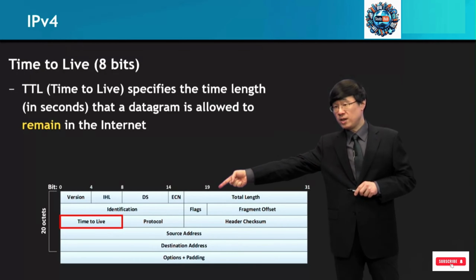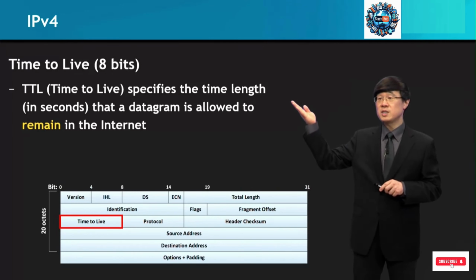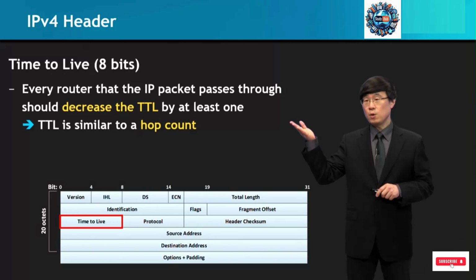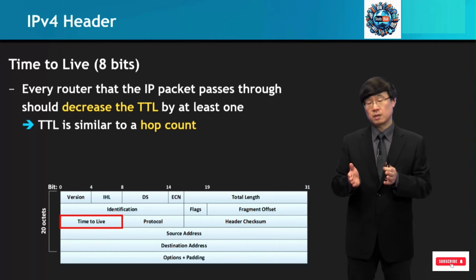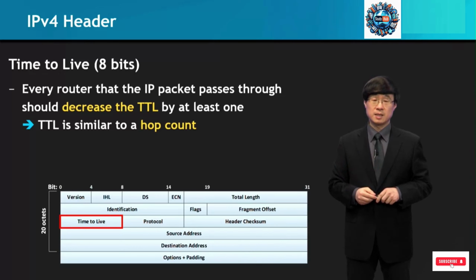Looking down over there is the TTL, the time to live. Now, this specifies the time length in seconds that a datagram is allowed to remain in the internet. Every router that the IP packet passes through should decrease the TTL by at least 1. TTL is similar to hop count in that term. And if the TTL field becomes 0 before it reaches the destination, then that packet will be discarded.